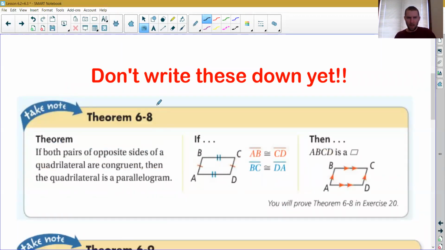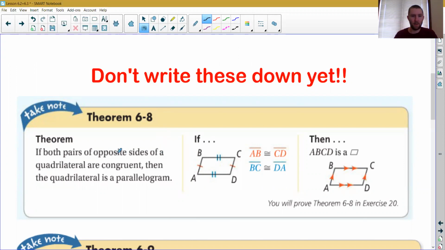So I don't think you need to write these down quite yet, because there's a table I'm going to show you in just a second that summarizes all of these together, all in one place. And if you want to turn there in your books, you can find that table at the bottom of page 371, okay? So this first theorem is exactly the backwards version of parallelogram property 1.